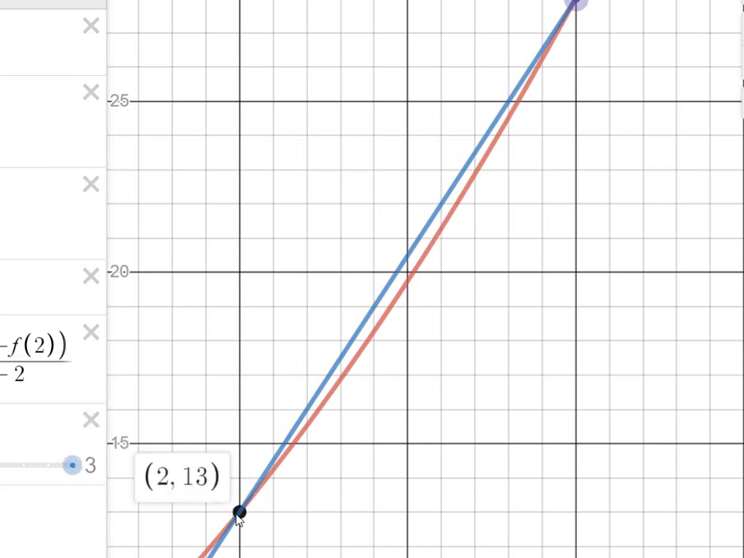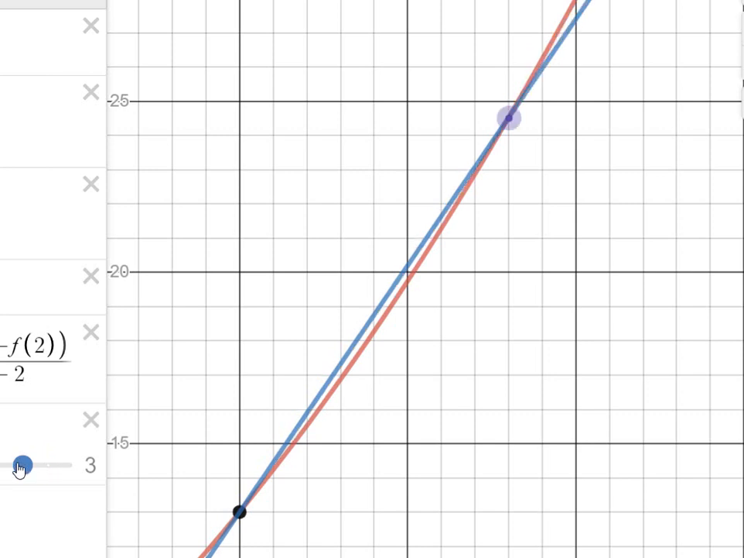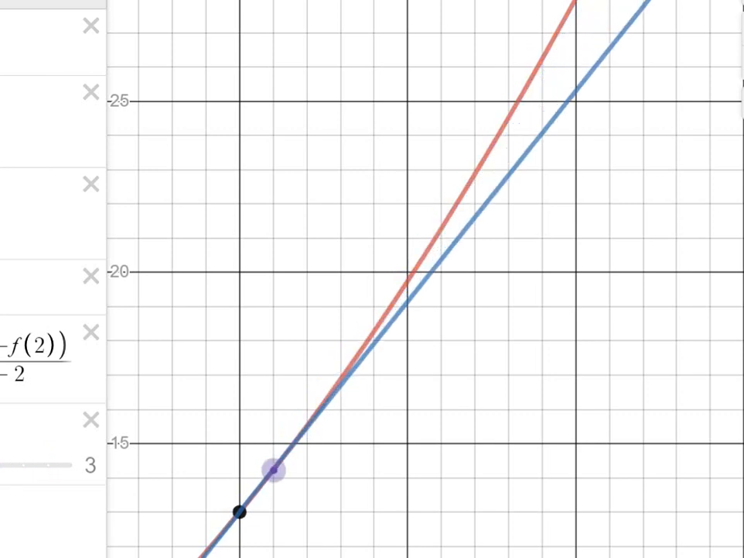So here we have the point 2, and here we have the point 3, okay, so 3, 28, 2, 13. And what we did is that we started pulling those values closer and closer and closer. Now what happens is as we get them closer and closer, we no longer have a secant line. What we're going to have is a line that goes through only one point of our graph, and that line is going to be called the tangent line.